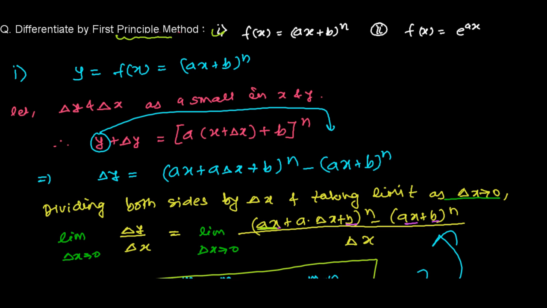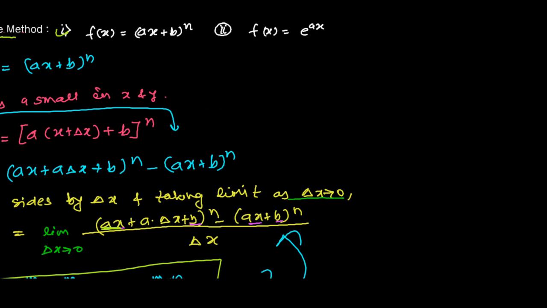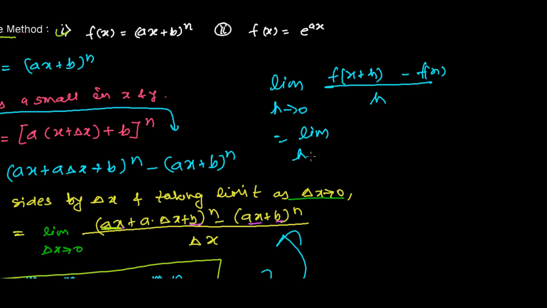If you want, then you can go directly also. Most of the students write like this also. They go by the definition of the derivative: limit h tends to 0, f of x plus h minus f of x divided by h. So it's the same, all right. Limit h tends to 0.